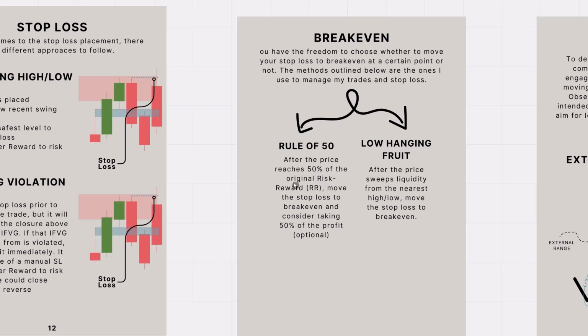So after price reaches 50% of the original reward to risk, then we move the stop loss to break even, and we consider taking 50% of the profit. And this is actually optional. So you can do this without taking the partials, only going break even. Or we could move our stop loss to break even when price takes the low hanging fruit. So for example, we have a clear low here, low hanging fruit. It's just the nearest low that price could easily reach.